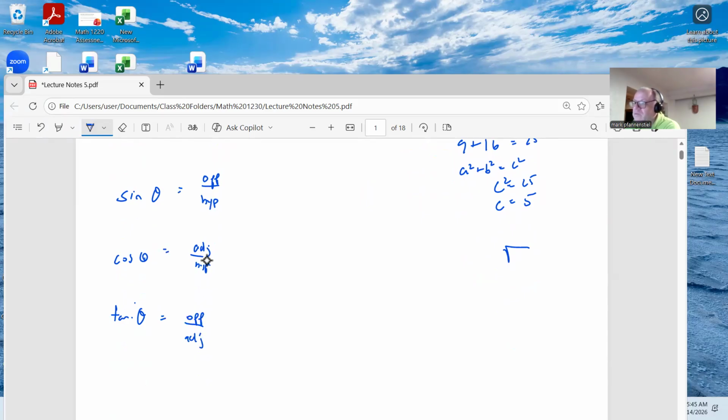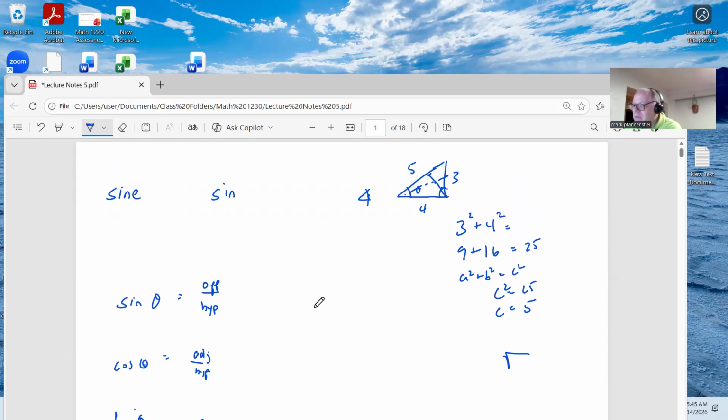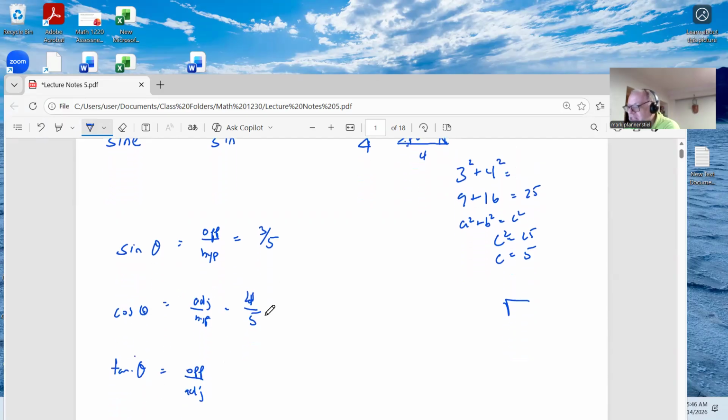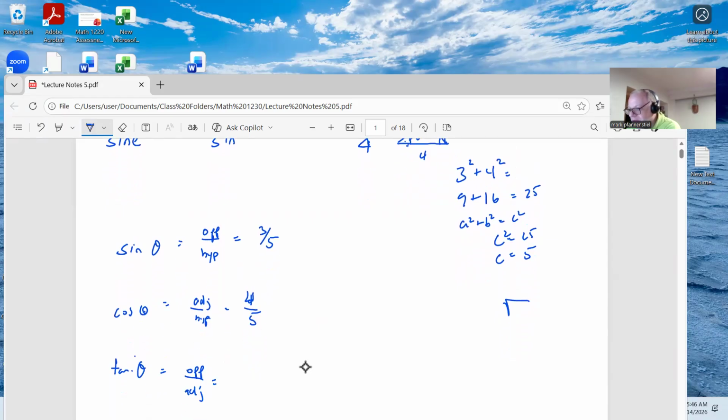And all we're going to do is read off these values. Opposite over hypotenuse, that is going to be 3 over 5. The adjacent over hypotenuse, we take the adjacent, that's the one next to the angle, that's going to be 4 over 5. And then for our tangent, that's opposite over adjacent, which is 3 over 4.